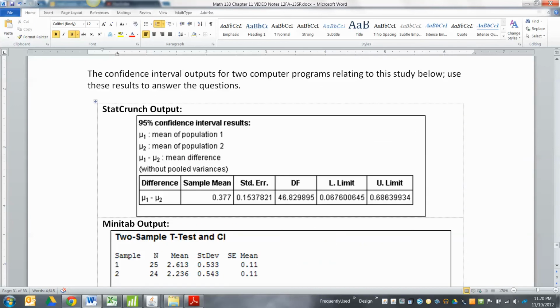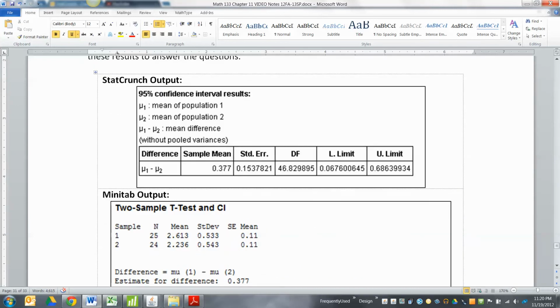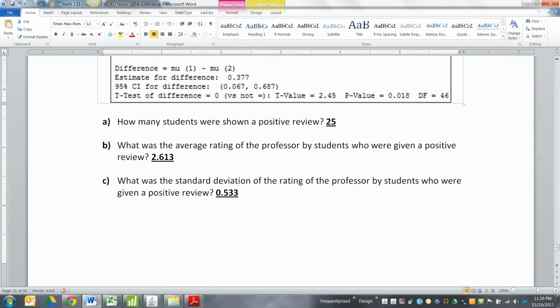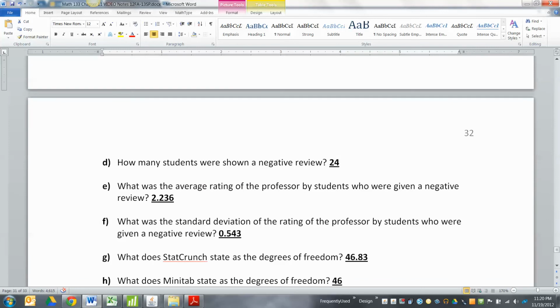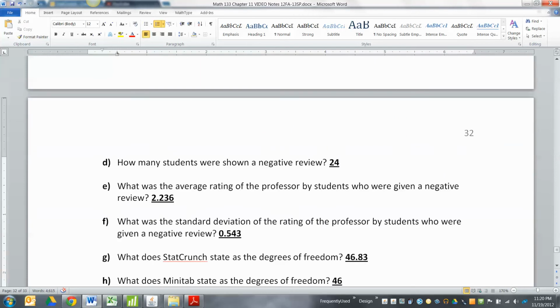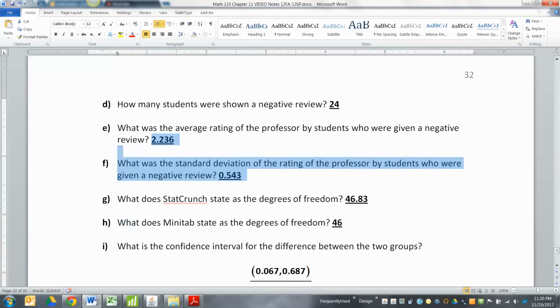I can't ask you that kind of question with StatCrunch, at least not with this data, because there wasn't enough given to you here in this data output. But if I give you a different data output on top of this one, then maybe you could answer it. Now, how many students were shown a negative review? That was 24. The mean was 2.236. Standard deviation is 0.543.